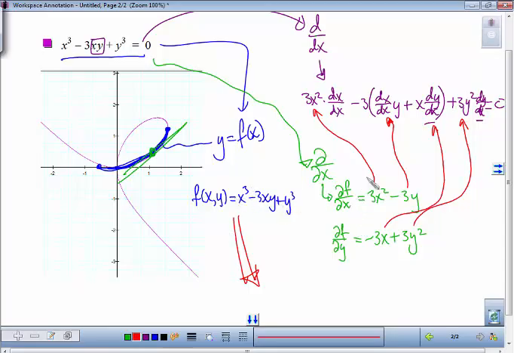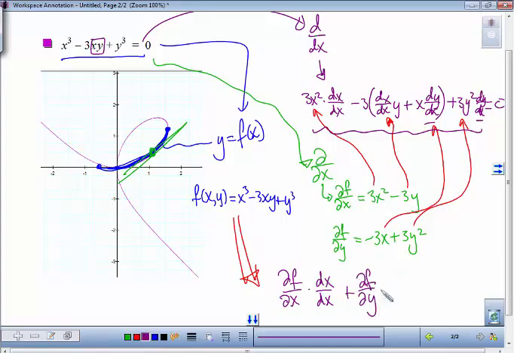And let's just think about this expression over here as really the partial of f with respect to x that's being multiplied by dx dx, or 1, and then we're adding the partial of f with respect to y and multiplying that by dy dx. And then remembering that this is equal to a constant, let's just throw 0 on the other side, because the derivative of 0, or any constant for that matter, is equal to 0.